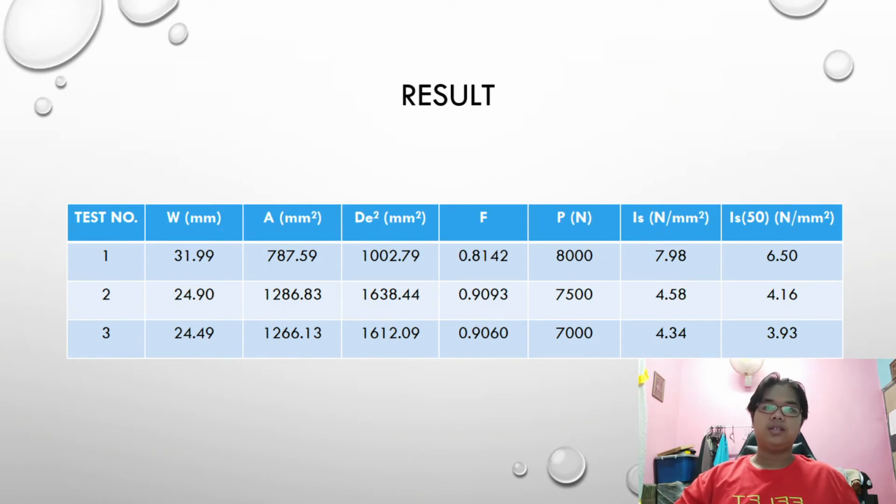So for the result, for test number 1, we got the average width is 31.99, the area is 787.59, the equivalent core diameter is 1002.79, the size correction factor is 0.8142, and the load in newton is 8,000. So you will get the uncorrected point load strength is 7.98, and the real point load strength is 6.5 newton per millimeter square. So the calculation continues for test number 1, number 2, and number 3.